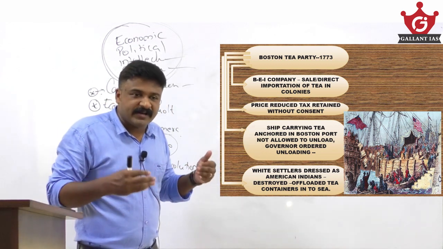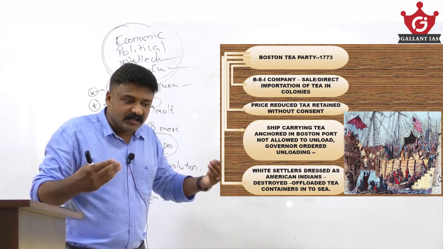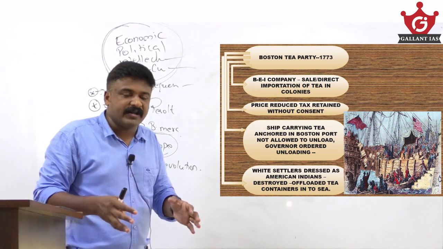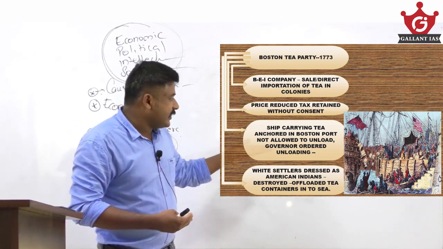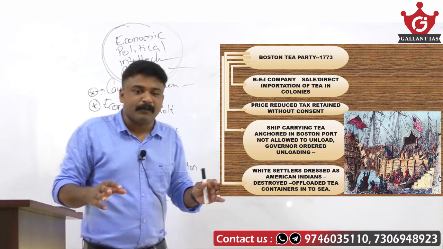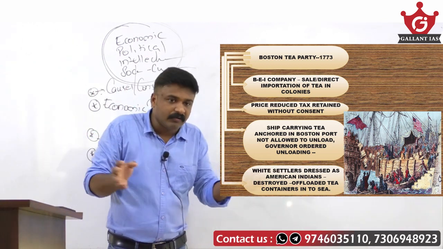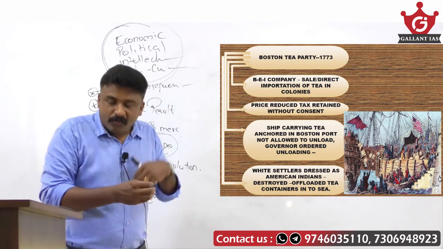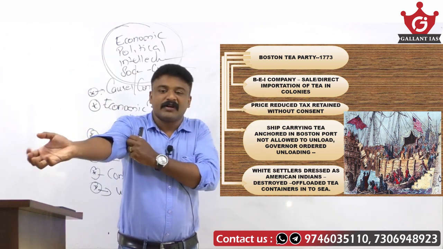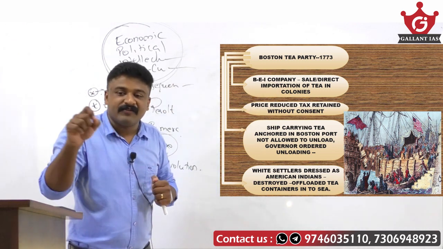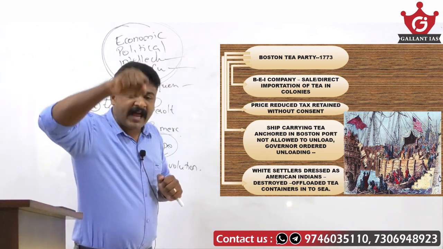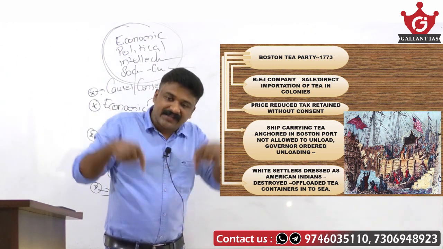Then these protesters, American agitators, revolutionaries, in the disguise of Red Indians, the original Native Americans, entered the ships and offloaded the tea containers into the sea. That is known as the Boston Tea Party. It is not like other tea parties, you know. It was offloading the tea containers into the sea and destroying them, because that tea was imposed with taxes, and the American revolutionaries felt that the British government had no legitimate right to impose taxes upon us.